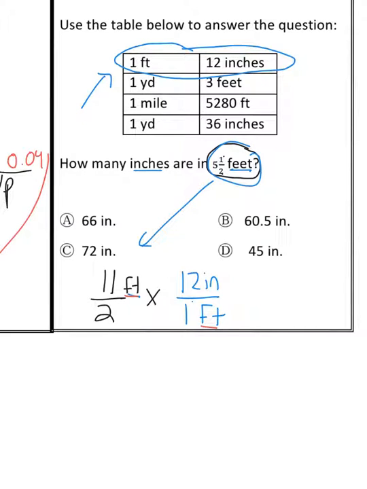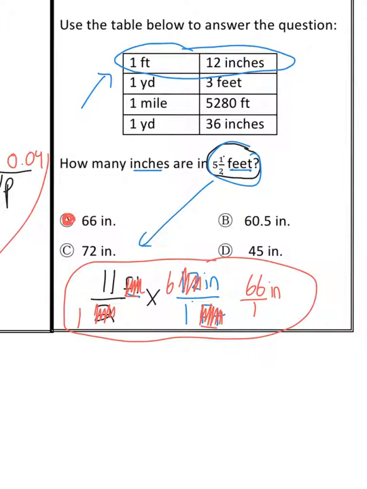So let me start out here. Remember, the feet cancel. 2 goes into itself once. 2 goes into 12 6 times. And if you do that, you get 66 over 1 inches. And that would be 66 inches. So I will be looking to see that you did some dimensional analysis.